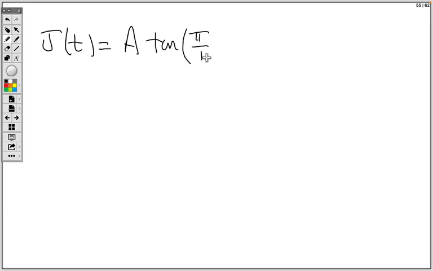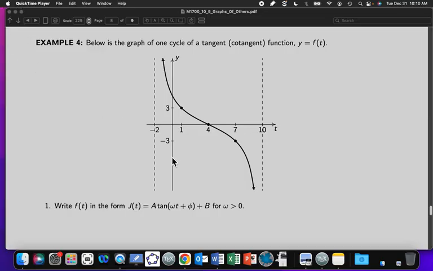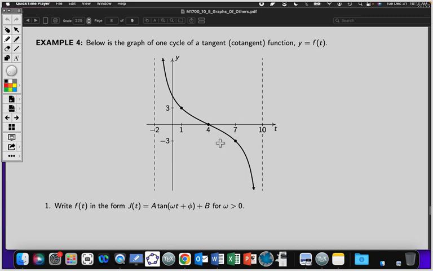So at this point, my tangent function is shaping up to be a tangent of pi over 12 t minus pi over 3. And we still have to figure out what the a is. So we go back and look at the graph again, and we want to pick a point that's going to help us figure out what a is. We don't want to plug in -2 because that should give us undefined. I guess we could check that. But it looks like we've got the point 1, 3 on the graph.